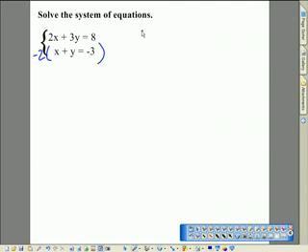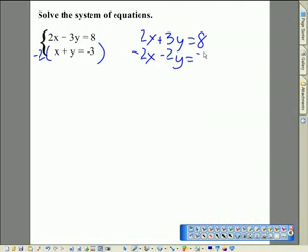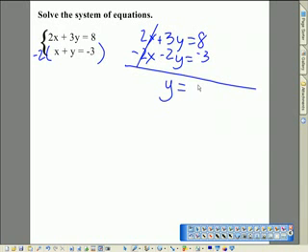So we get 2x plus 3y equals 8. And on the bottom we get negative 2x minus 2y equals negative 3. Ooh, yeah, I'm glad we picked that one. Those cancel, and look at this, 3 minus 2 is just 1y, right? So one step. Oh, yeah, it would be positive 6. Oops. Yeah, thanks. Remind me to give you points. So y equals 14.